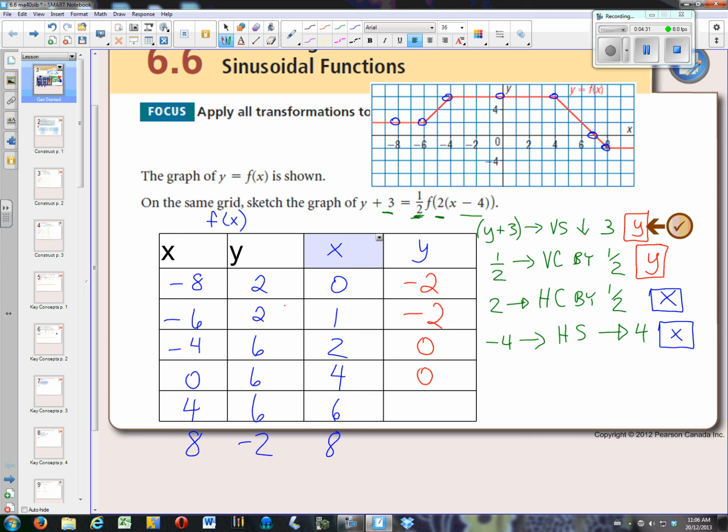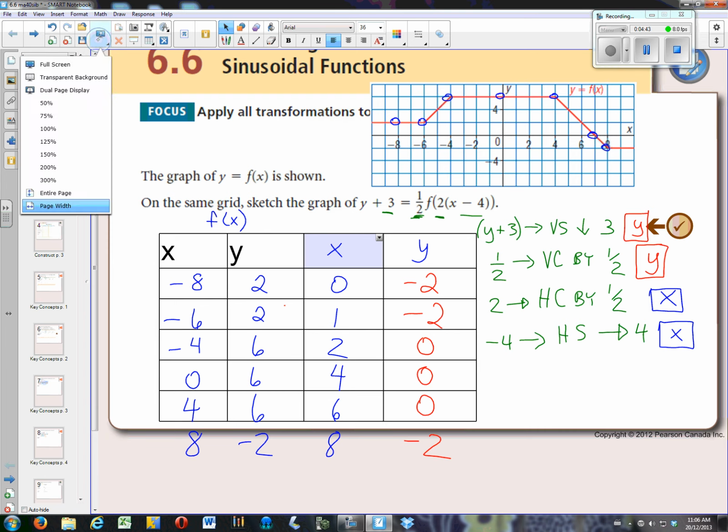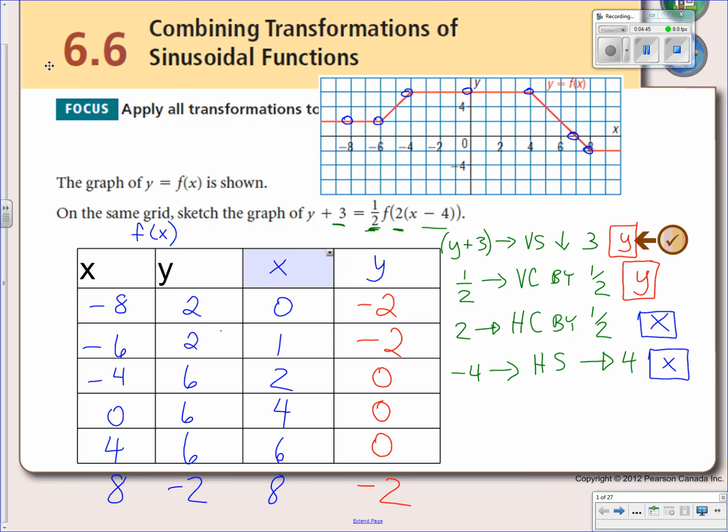Okay, we're ready to plot some points. So 0, -2 goes here. I'm plotting this in green. 1, -2 here. 2, 0 here. 4, 0 here. 6, 0 here. And 8, -2 here. So this graph goes here to here.